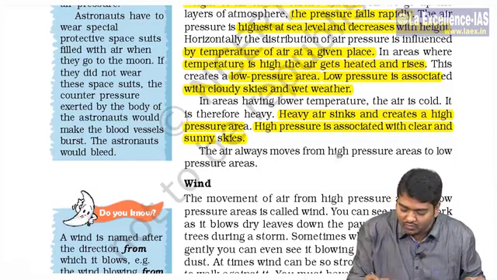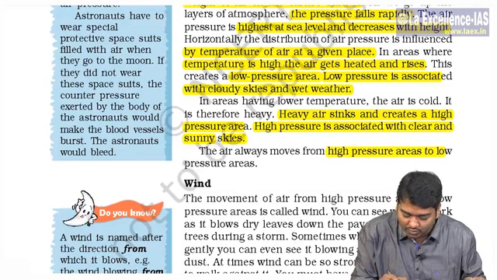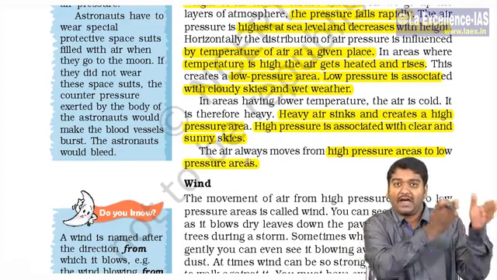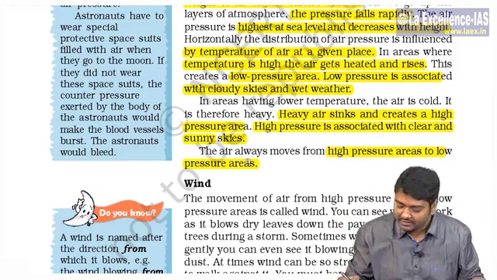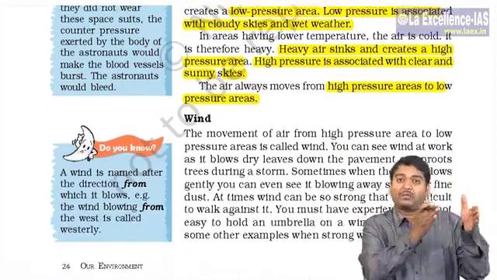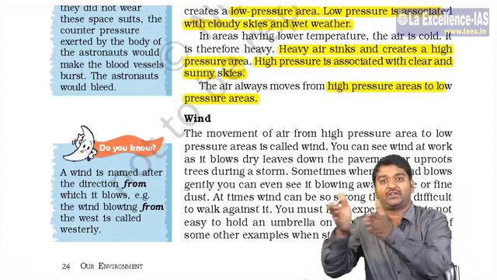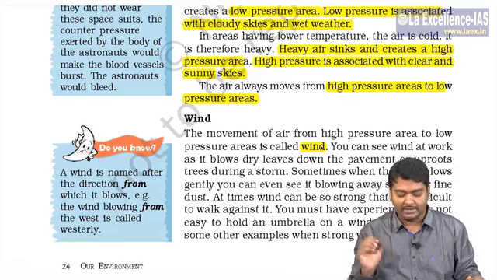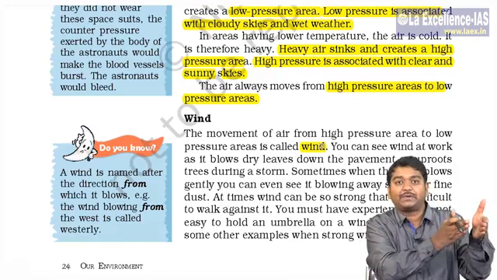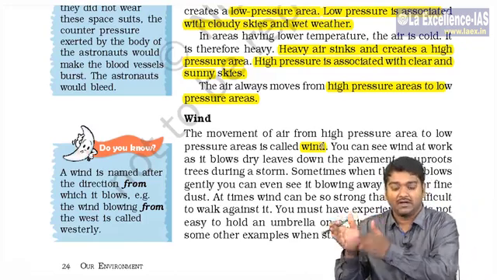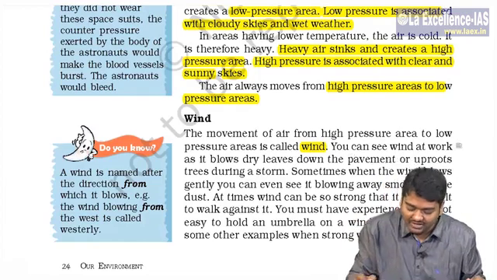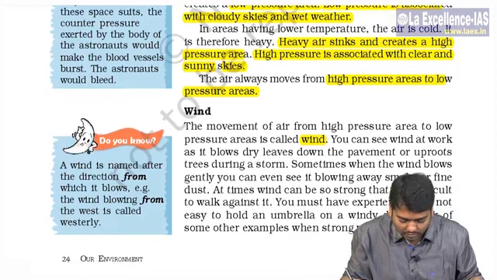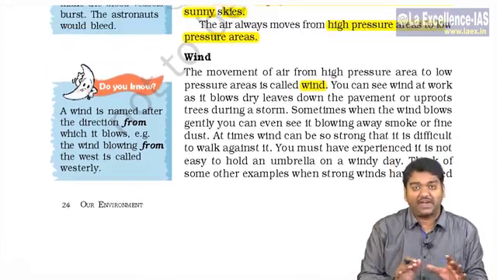The air always moves from high pressure areas to low pressure areas. This is a basic concept, that air moves from high pressure to low pressure. Then air, whenever it moves from high pressure to low pressure horizontally, is actually called wind. Right? You can see wind at work as it blows leaves and all, no need to think much. Usually this fact is important.